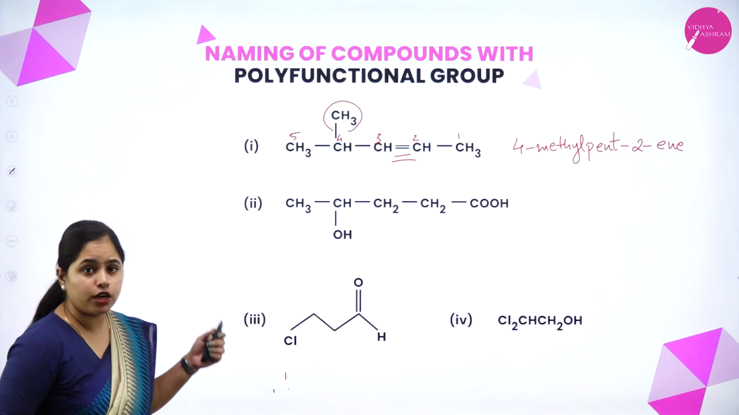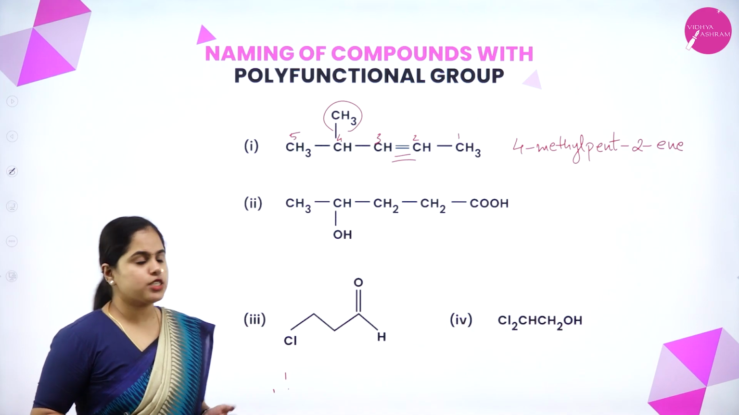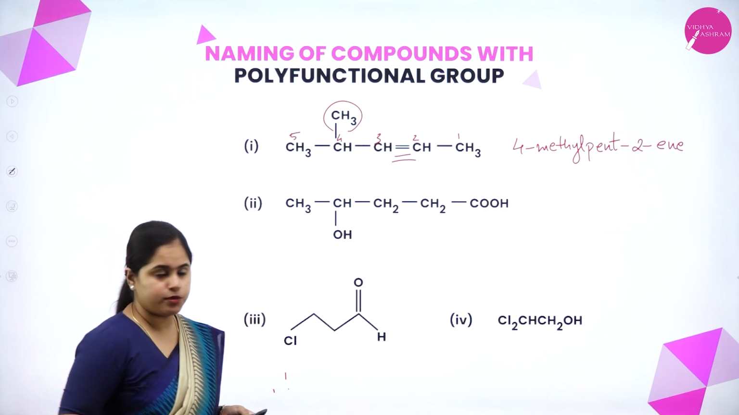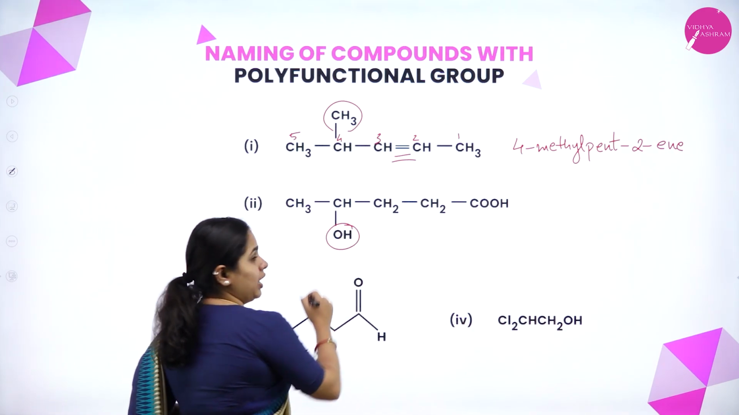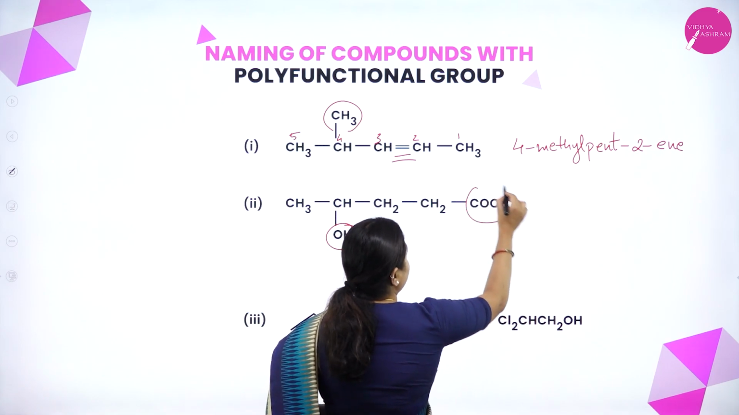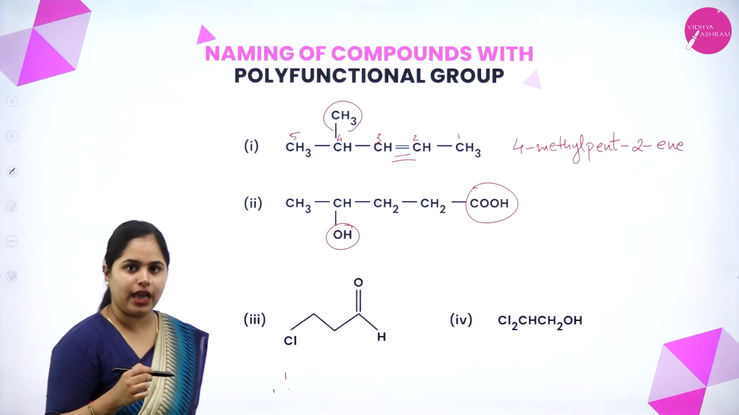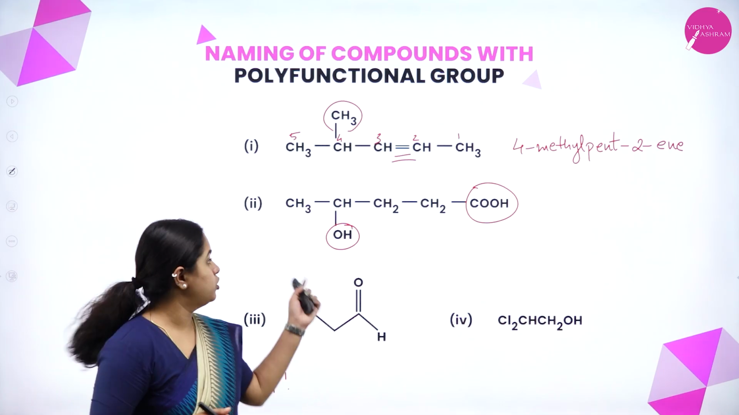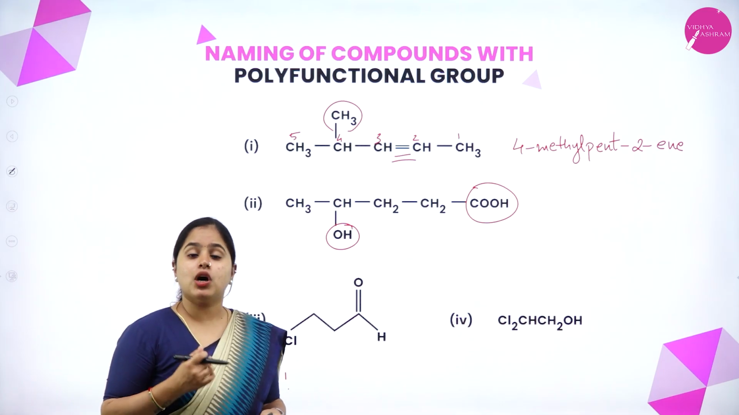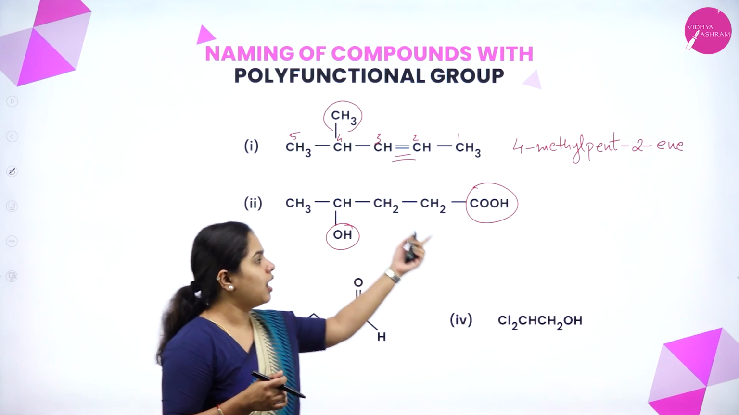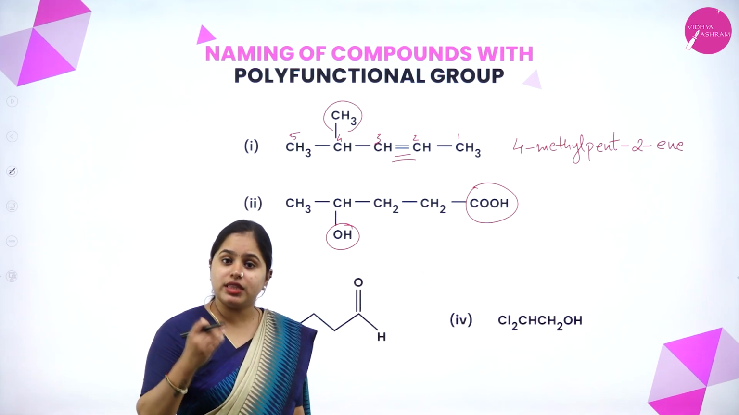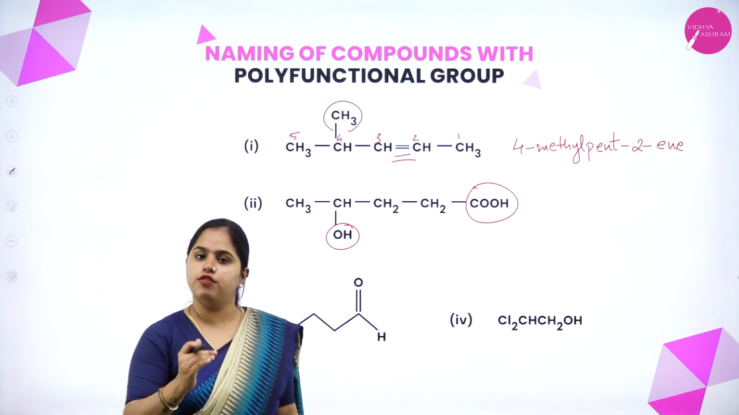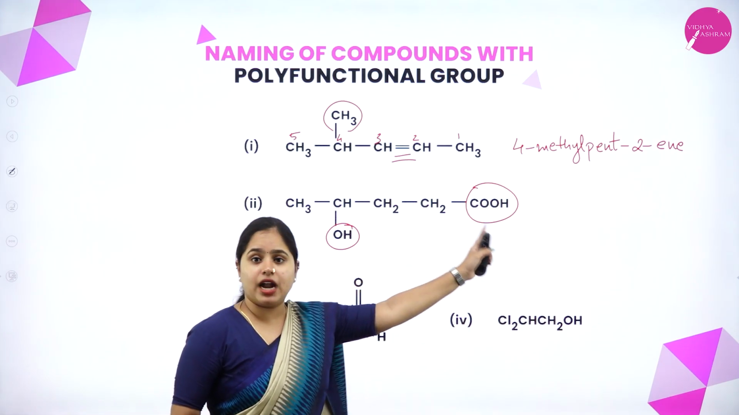Again, you can see there are 2 functional groups here, right? One is alcohol and then you can see the acid as well, carboxylic acid. So now what do we have to do? This is a polyfunctional organic compound. 2 functional groups are there. So according to the priority list, carboxylic acid comes first. So that will be the principal functional group. So that will be added as the suffix.